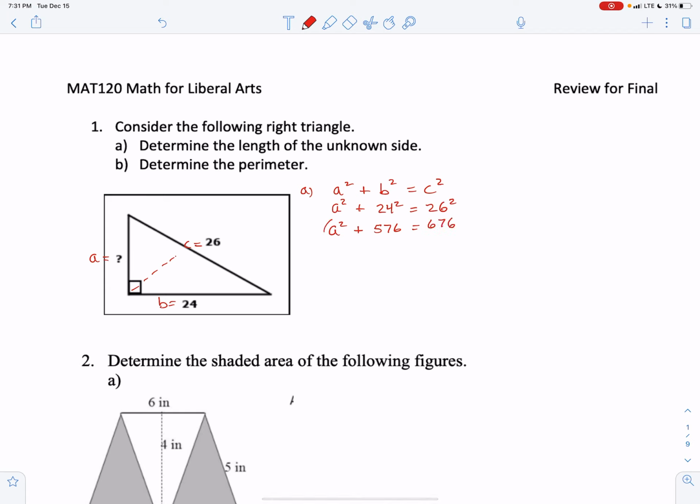So I'll solve for A squared. I'll subtract the 576 from both sides. So I have A squared is equal to 100. So A would be the square root of 100, or 10. So 10 units.